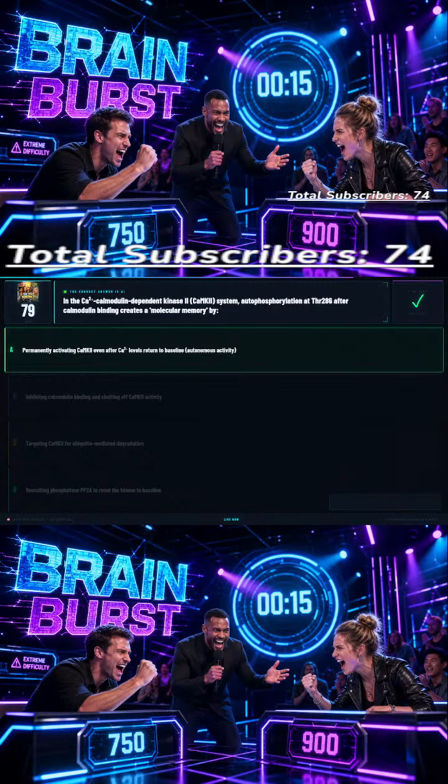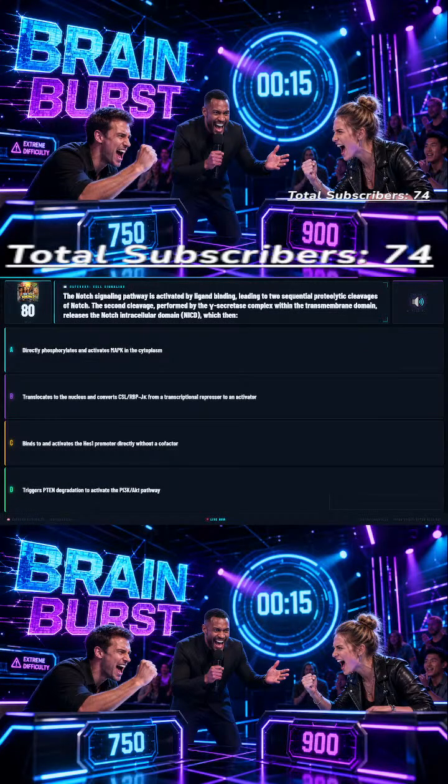Question 80. The Notch signaling pathway is activated by ligand binding, leading to 2 sequential proteolytic cleavages of Notch. The second cleavage, performed by the gamma secretase complex within the transmembrane domain, releases the Notch intracellular domain, NICD, which then Option A, directly phosphorylates and activates MAPK in the cytoplasm.